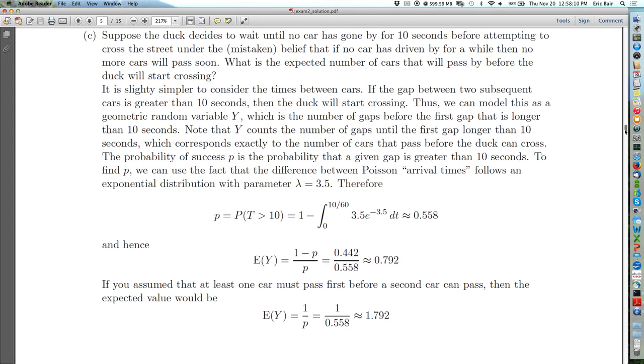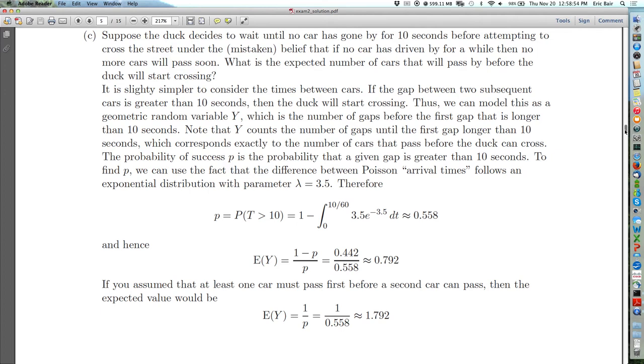As I look back at this, I think I made my solution more complicated than it needed to be. I think you could have just found the rate parameter by taking 3.5 times 10 over 60 and using that to compute the probability of no car during a 10-second interval, but whatever. Where most people went wrong on this one is they gave the expected number of cars to pass in a 10-second interval or something along those lines, but that wasn't what the question was asking for. It was asking for the number of cars that pass before you get a gap of 10 seconds or longer.